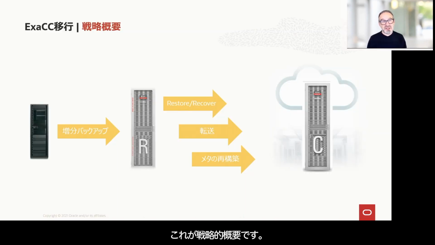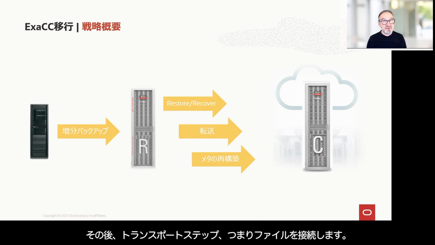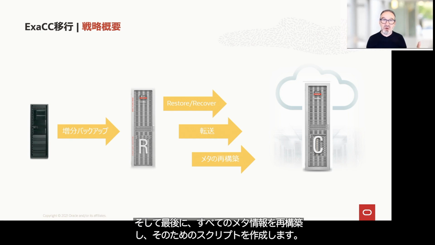So this is the strategic overview. We have the AIX access, mostly, then incremental backups written to the recovery appliance, and there they get converted, restored, recovered to the ExaCC on the right side. Then we do the transport steps, which means we plug in the files, and at the end, we rebuild all the meta information. And for that, we create scripts.